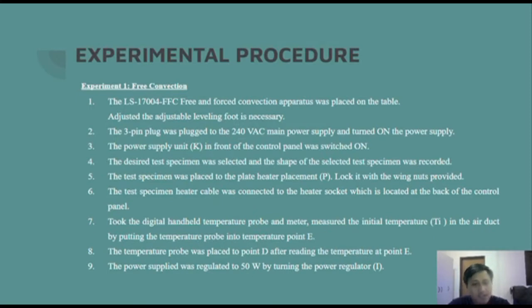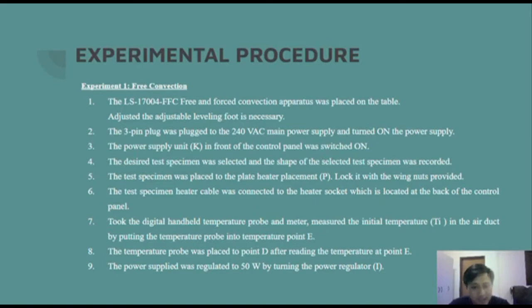The third one, the power supply unit in front of the control panel was switched on. Fourth, the desired test specimen was selected and the shape of the selected test specimen was recorded. Then the test specimen was placed to the plate heater placement. Lock it with the wing nuts provided. And then the test specimen heater cable was connected to the heater work socket, which is located at the back of the control panel.